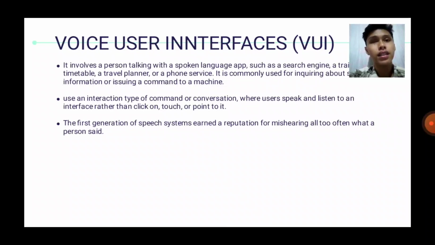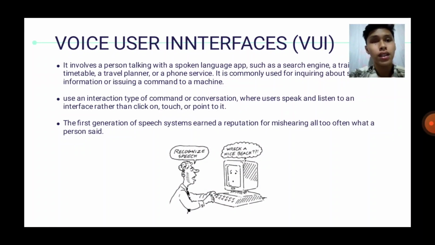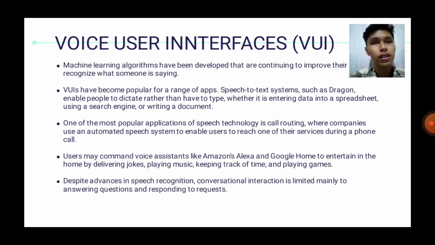Next. So, this is the recognized speech, recognizable again as a human-computer interaction. As you can see in the image, this is the first generation of speech system, a reputation for mishearing all too often what a person said. So that is how the person interacts with the computer. Next.